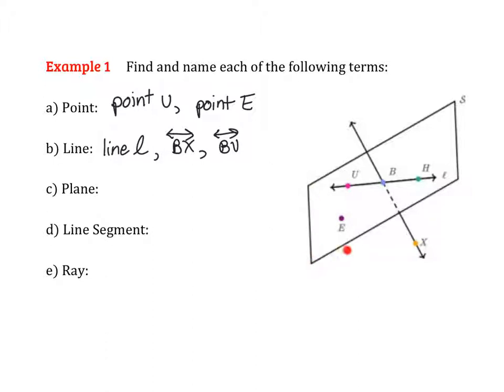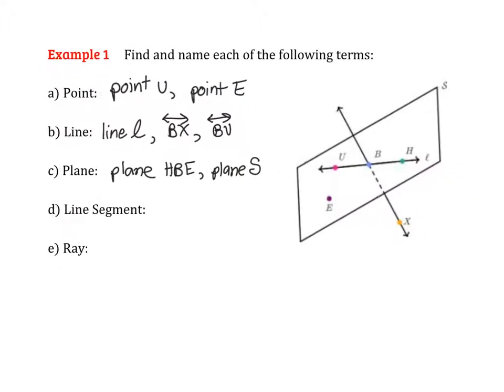Now let's talk about the plane. That's this rectangular shaped figure. One way I can name a plane is by picking any three points on my plane. Pretty much the only point you can't use is X because it's not on your plane. So let's do plane HBE. That's one potential way. Or you might notice that this plane has the uppercase cursive letter here, so we can say plane S. Of course, there's other ways you can name the plane in this figure as well.